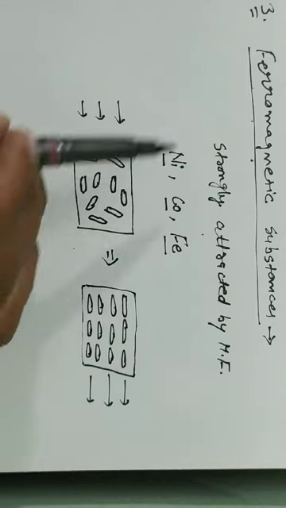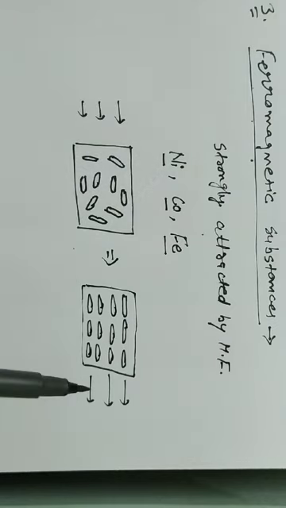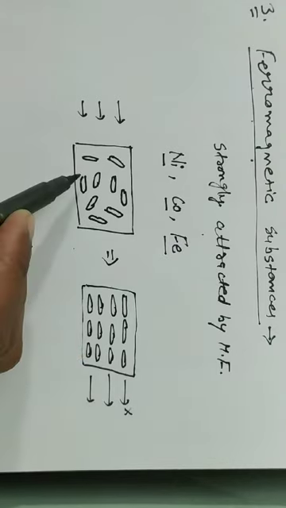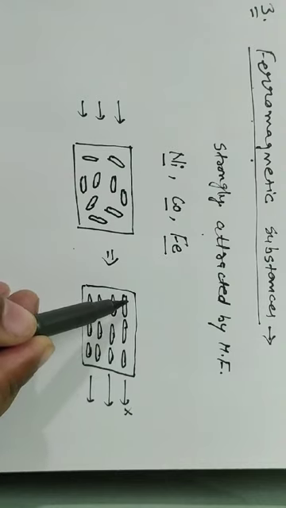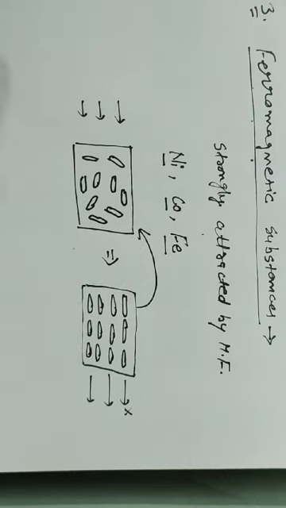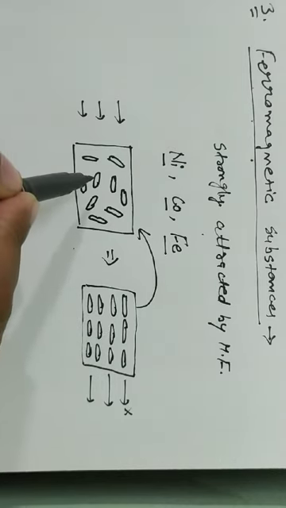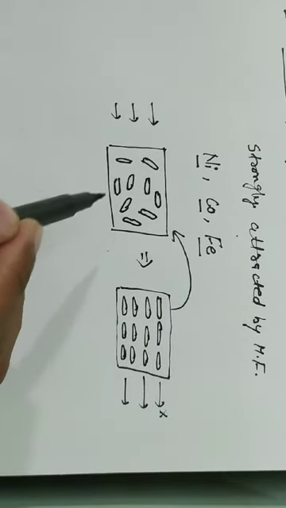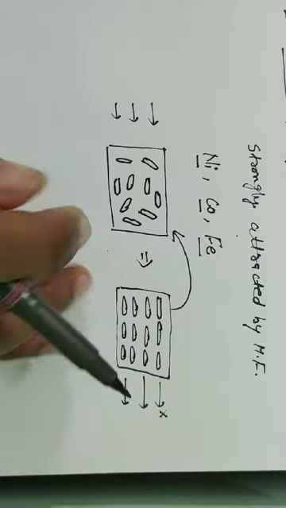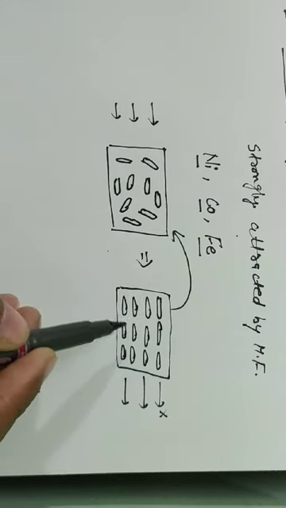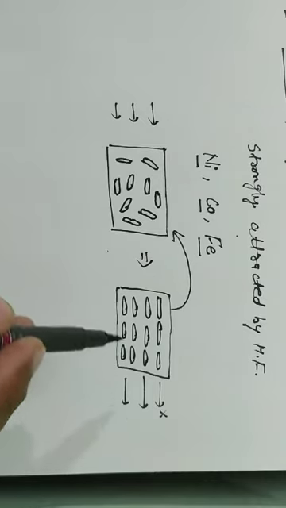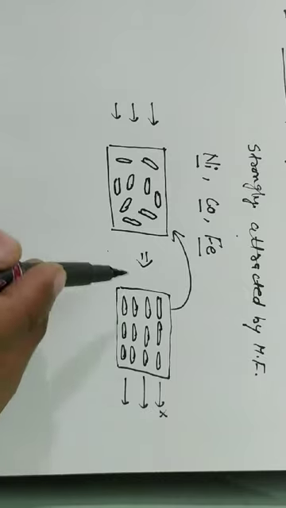Now, what is the difference between paramagnetic substances and ferromagnetic substances? In paramagnetic substances, when we remove the applied magnetic field, the magnetic domains turn back to their original positions. But in case of ferromagnetic substances, when we remove the applied magnetic field, the magnetic domains turn back, but some of the magnetic domains remain in the same position as in the applied magnetic field.